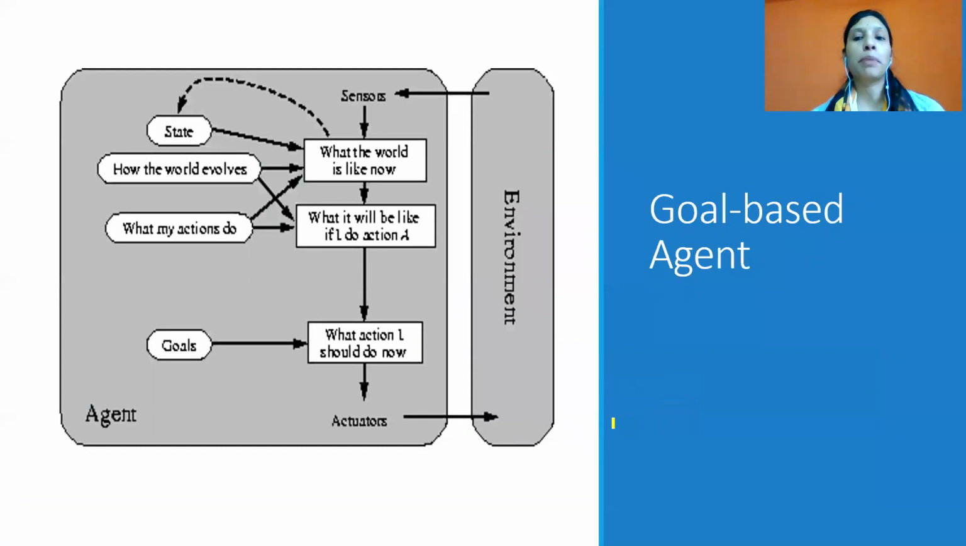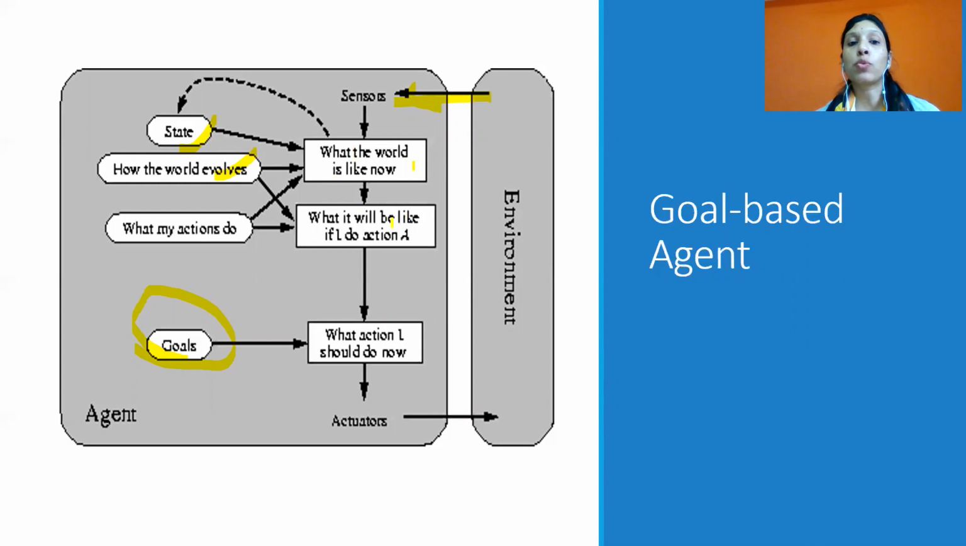Third one is the goal-based agent. As the name suggests, they are specific in their action based on some goals. They're not given some if-else statements, but they are given the goals, right? Let's start from here. First, they will sense the environment using the sensors and they will check what the world is like now. They will also keep the last state to check how the world is evolving, whether there is a change in the environment or is it the same, right?